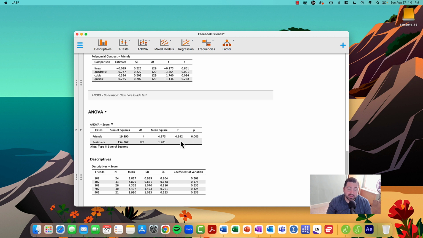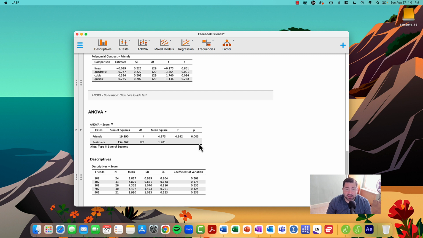1.201. To find the F statistic, you would take the mean square between value, 4.973, and divide it by the mean square residual or within of 1.201, and you would get an F statistic of 4.142. That's our F observed that we're going to compare to the F critical value. If you compare the F observed to the F critical value, which we showed in a different video, you can see that the p-value is smaller than 0.05.